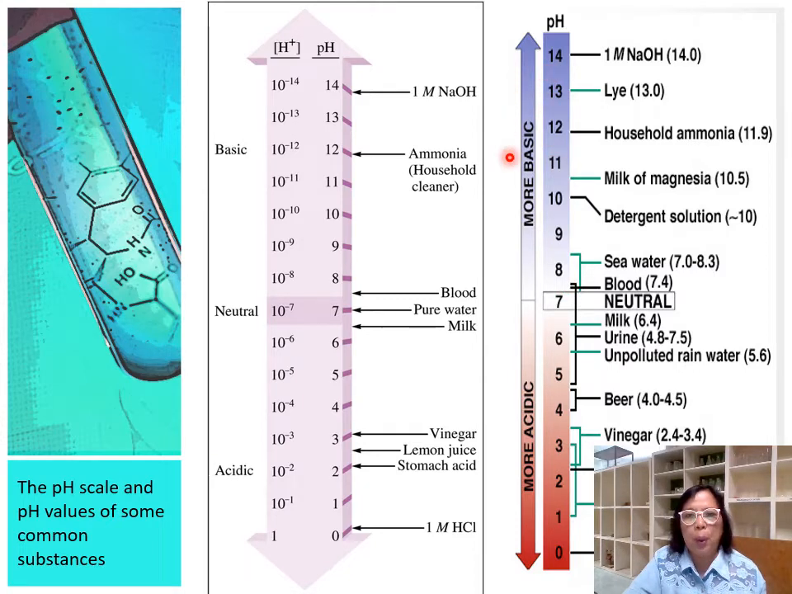Now at home, you have here some common things that you use at home, and these are their approximate acidity. Beer is an acid, vinegar is an acid, unpolluted rain is not neutral. It has a pH of 5.6. Normal urine has a pH of 4.8 to 7.5. The seawater is basic.